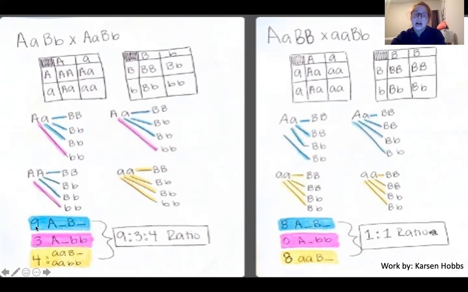All right, and then the 9 is big A followed by something, and then big B followed by something. And those are the big A, little a, followed by anything with big B. So that is 9 of those, which gives you 9:3:4.